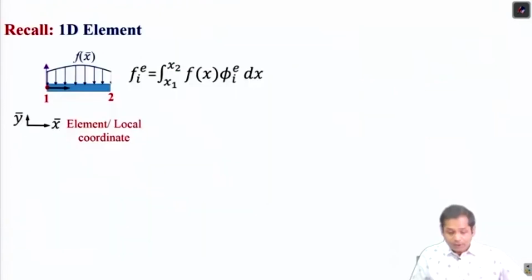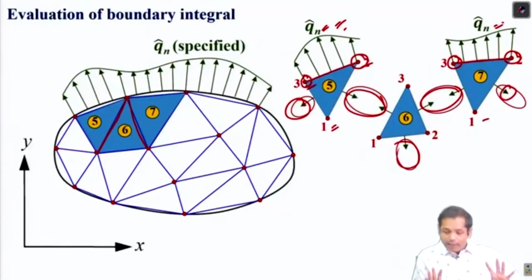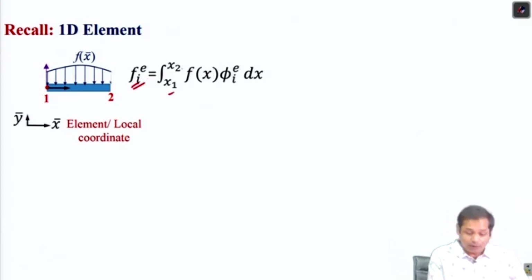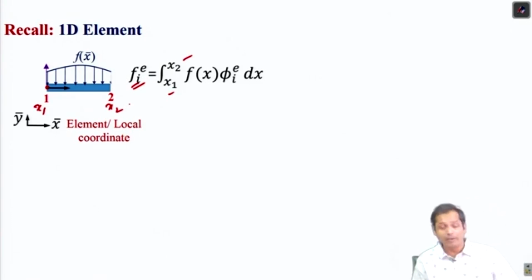Okay, now the question is how it is to be integrated on this boundary where the conditions are specified. Now, I would like to take you to the discussion on the 1D element. If you remember, in a 1D element, if you have distributed forces along the length of the element, this is how we had seen f can be calculated, where x1 and x2 are the coordinates of node number 1 and node number 2.